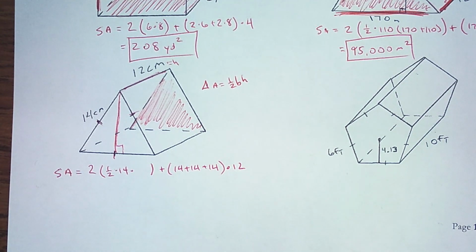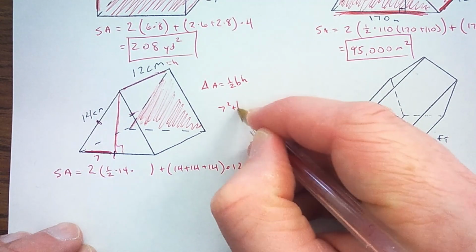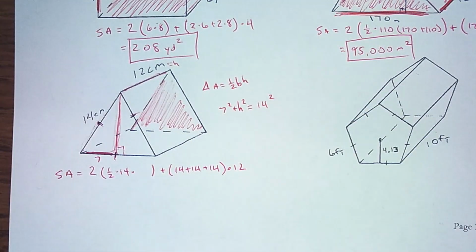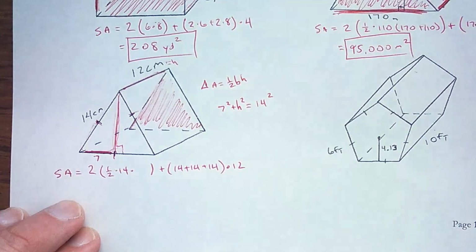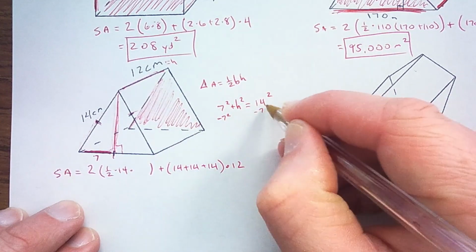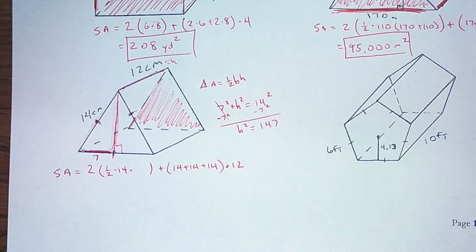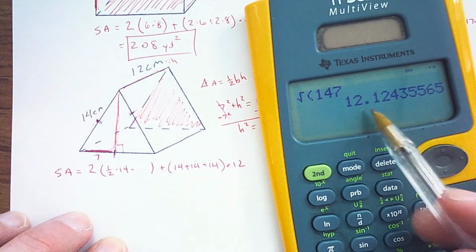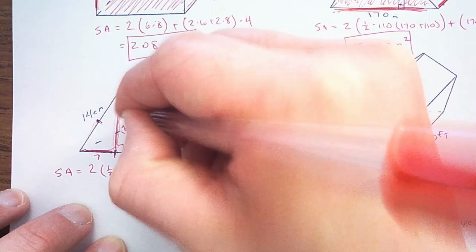But I still need the height of this triangle. So to get the height of the triangle, I could use the Pythagorean theorem. Right here I've got a 7. So if I do 7 squared plus the height squared, I'll get the hypotenuse of this triangle right here, which is 14 squared. So I will subtract 7 squared from both sides. So I have 14 squared minus 7 squared, and that is 147. So h squared equals 147. Now let's take the square root of 147, and that's about 12.12. So the height of this triangle is 12.12.